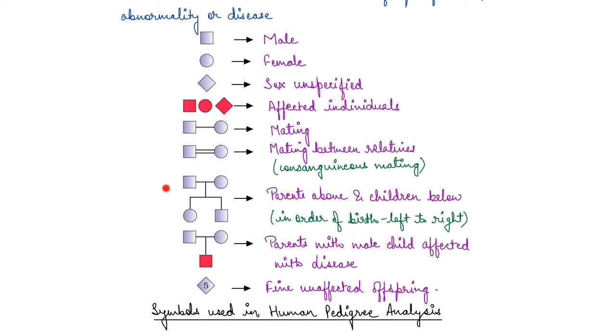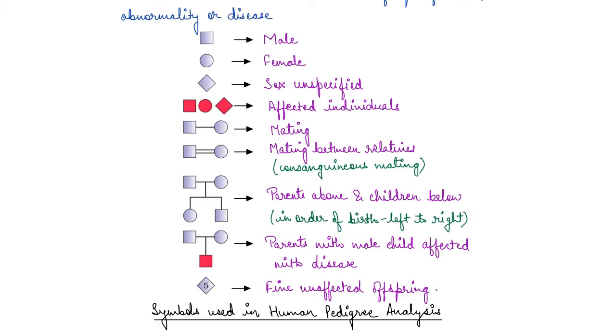This is parent. So these are the parents and these are the kids. These are the children, right? And this is in the order of birth, left to right. So this is the elder one, this is the younger one, right? Now this is, again, parents with male child affected with disease, right? If I write this, these are basically 5 unaffected offspring. So there are certain symbols which are used in the pedigree analysis, right?